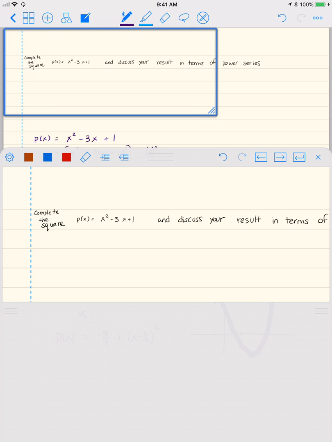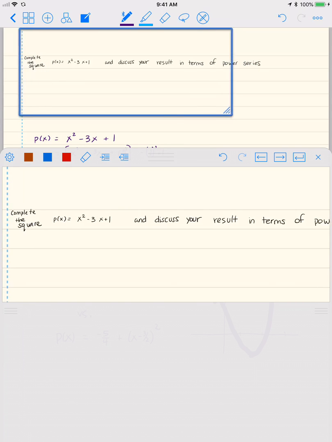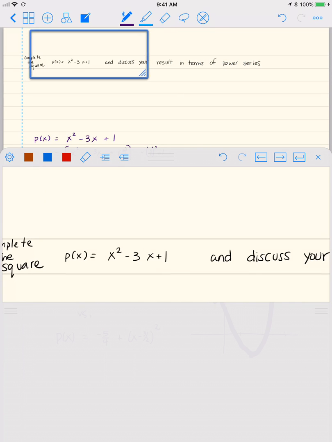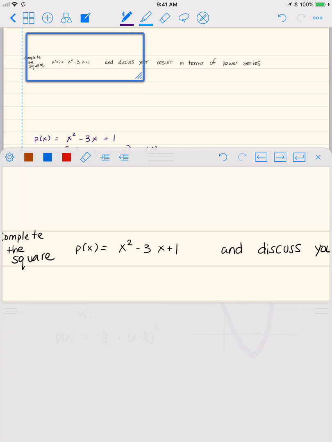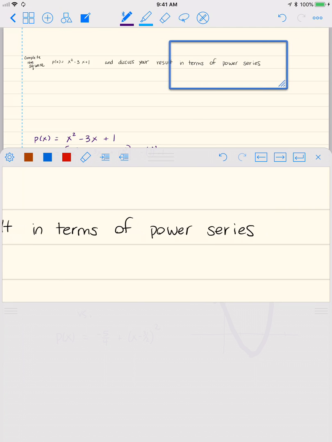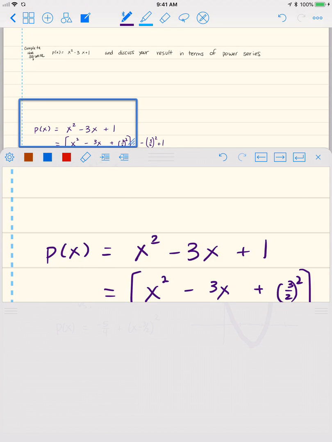Okay, so how do we complete the square? It might have been a while since you've completed the square. We've got this polynomial, x squared minus 3x plus 1. It's going to be a parabola facing up. And we want to discuss the results in terms of power series.